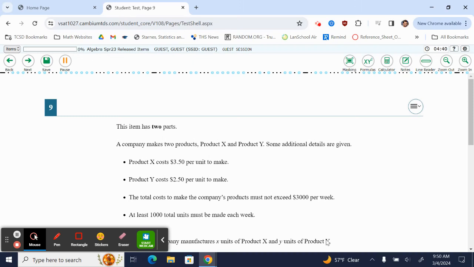Algebra OST Spring 2023 Released State Test Items number 9. It says this item has 2 parts. A company makes 2 products, product X and product Y. Some additional details are given.